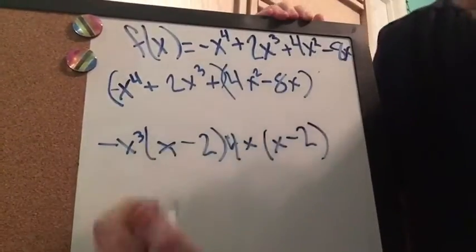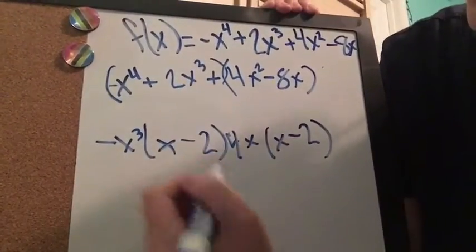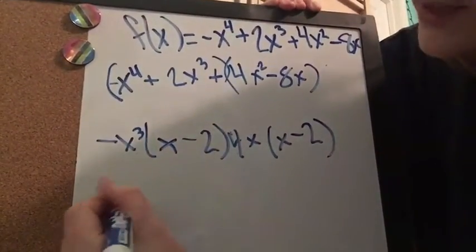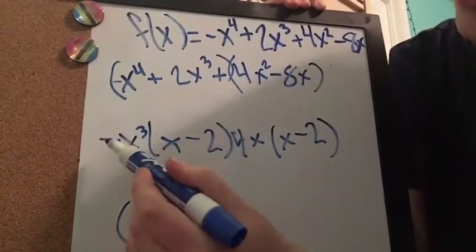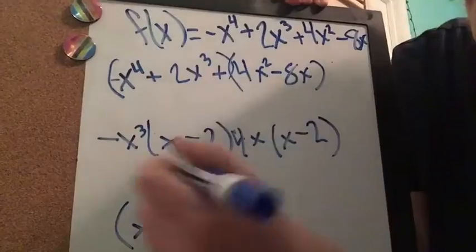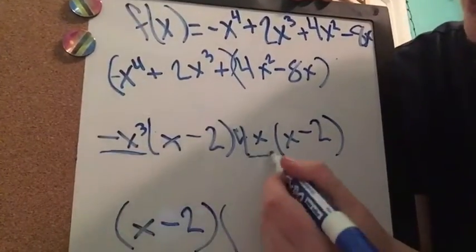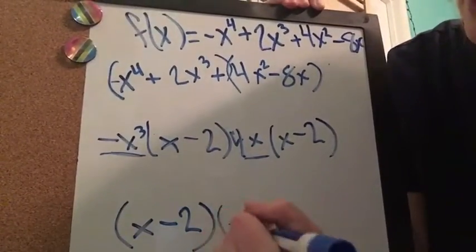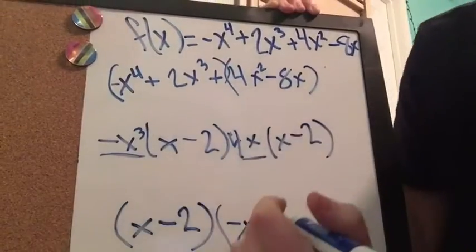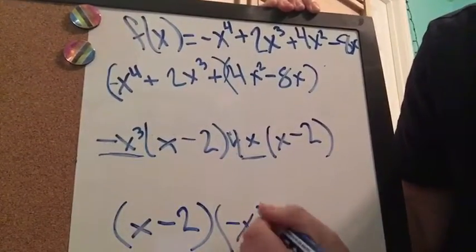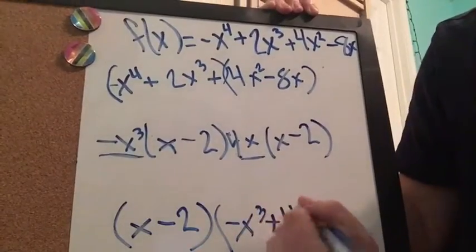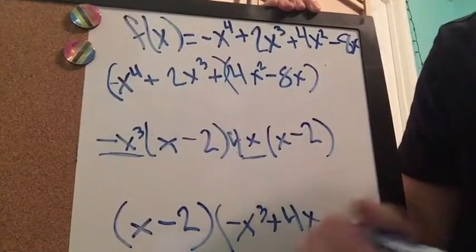So after you do that, you're going to rewrite the parentheses that you have here. So you have x minus 2. And then you're going to put the 2 that you brought out in a set of parentheses. So you have negative x to the third plus 4x. Okay.